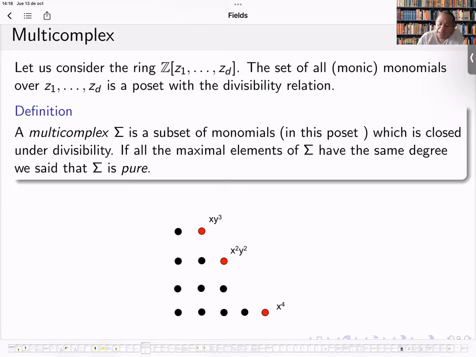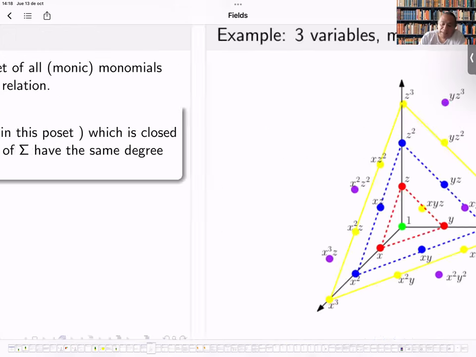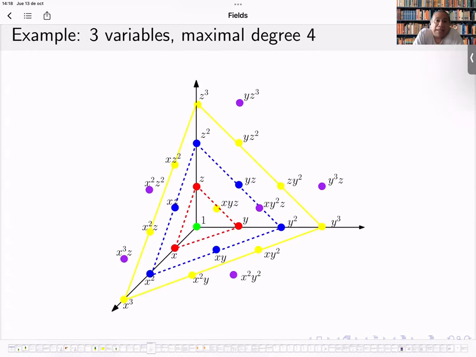And here I show you an example of a multicomplex. It has two variables, it is pure, and the maximal degree is four. There's another example. Here we have three variables and it's also pure and the maximal degree is again four. So you can check, if you want to, that we have all the monomials of degree up to three and they are all covered by at least one monomial of degree four, except for the six that I put there in purple.